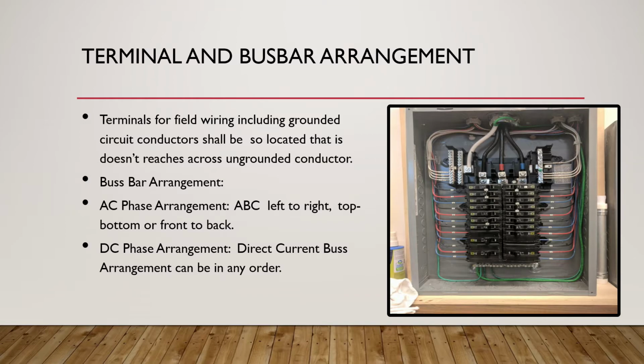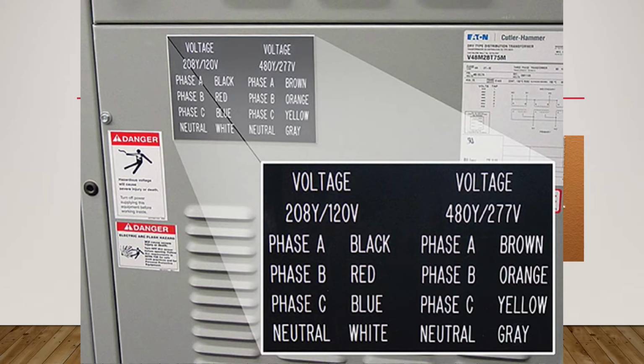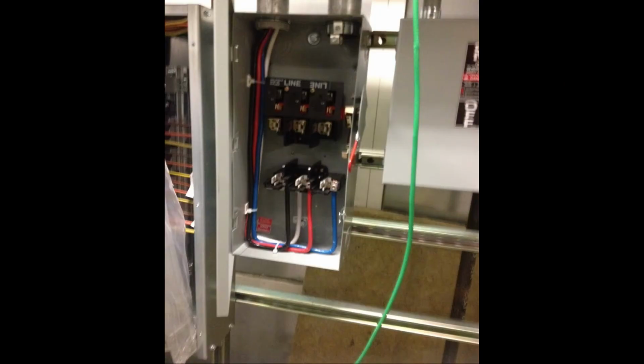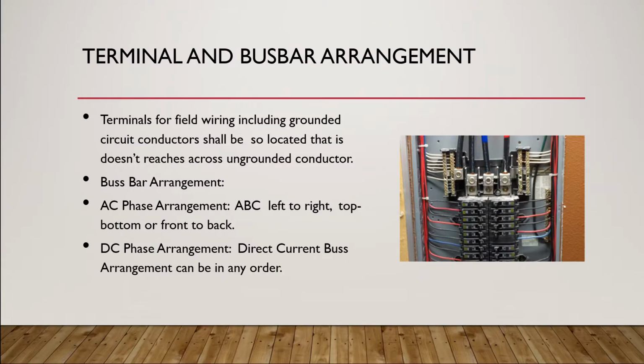For the AC phase arrangement, as we're looking at here, they're typically labeled from left to right, top to bottom, or front to back. Right? So we want to ensure that we have the labeling in sequence, as in phase 1, phase 2, and phase 3, or starting from phase A, B, and C. All right? And that should be maintained consistently throughout, from left to right, top to bottom, or front to back.